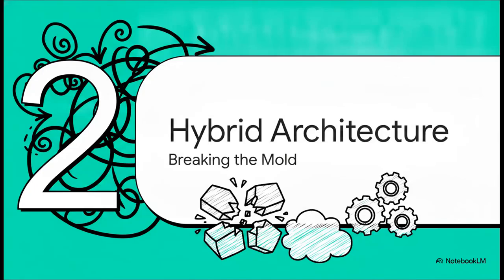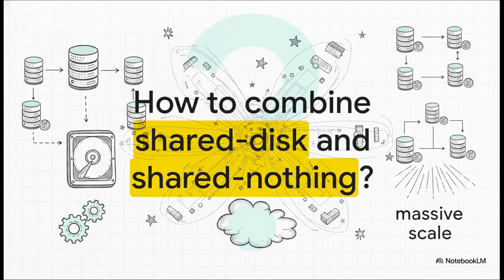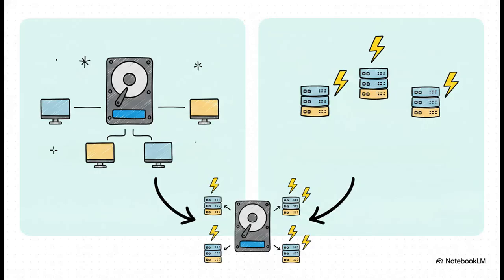Moving on to Section 2, the hybrid architecture. Now, this is where Snowflake really breaks the mold of traditional legacy data warehouses. Let me throw a question out there for you. How do you combine the best of a shared disk and a shared nothing architecture? I mean, for decades, database engineers have essentially had to choose between simplicity on one hand and massive scale on the other. But what if you didn't have to choose? Well, Snowflake actually solved this exact problem, and it's brilliant.